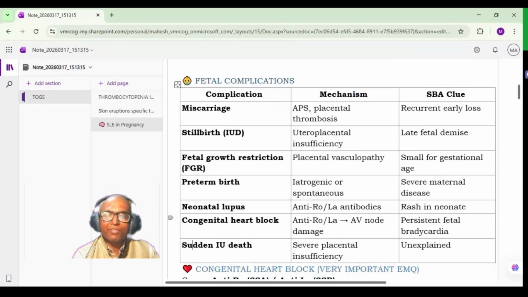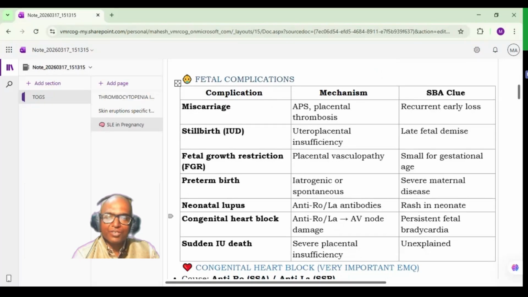Now coming to the fetal complications, there can be miscarriage, stillbirth, FGR, preterm birth, neonatal lupus, congenital heart block, and sudden IUD. So these are the various complications which can happen. There can be a station in part 3 regarding an SLE patient who is a known case of SLE and wants to continue, so she may come for preconceptional counseling. So we need to ask this particular history, and we should explain all the complications such as miscarriage, stillbirth, FGR, preterm birth, neonatal lupus, congenital heart block, and sudden intrauterine death. And there are various SBAs on this particular topic.